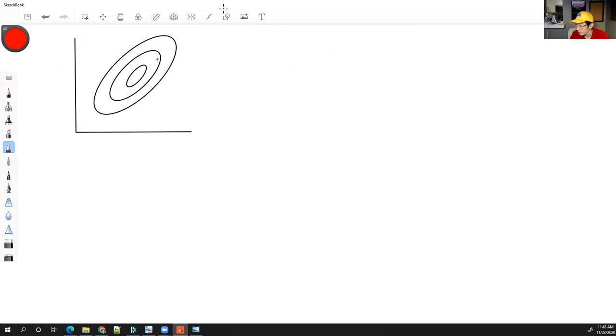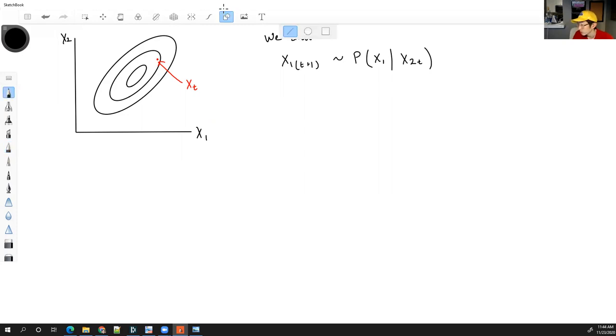Okay, so this is going to be our first coordinate, X at time t. And we've got two dimensions, X1 and X2. What we're going to do is draw the next coordinate. So the next value of X1, at time t plus one, is going to come from the conditional distribution of X1 given X2 at time t. So we lock in X2 at time t, which is going to be right here.